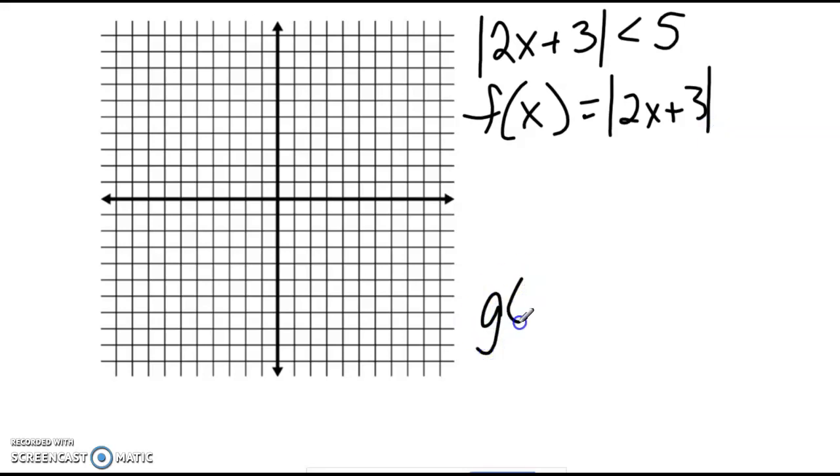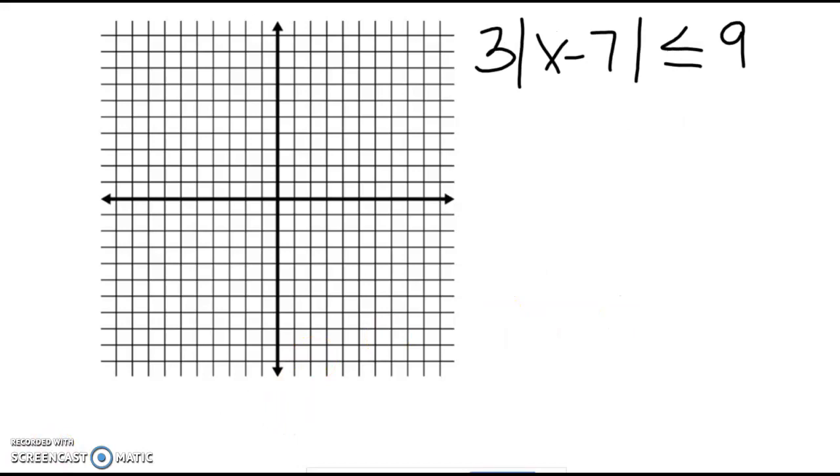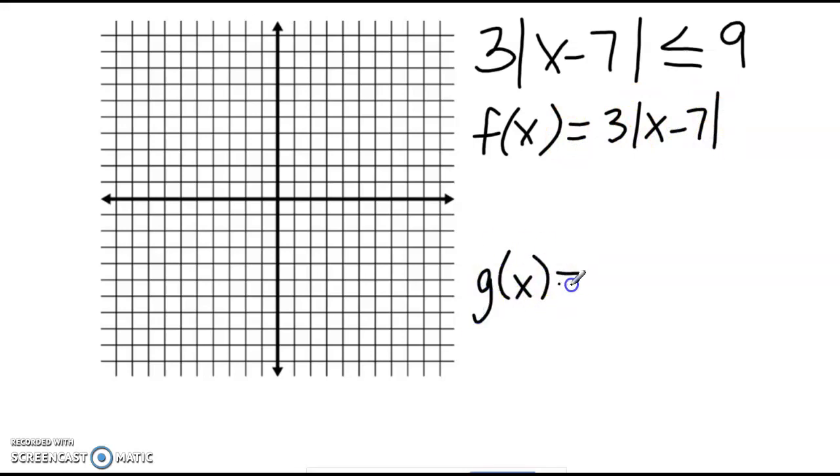And g of x is going to equal 5. So, different function or different inequality. I am going to write my two functions: f of x equals 3 times the absolute value of x minus 7, and then g of x will equal 9. And I'm going to use the vertex. There's nothing being added or subtracted outside of the absolute value, so my vertex is going to be the point 7, 0. So I'm going to plot a point there.